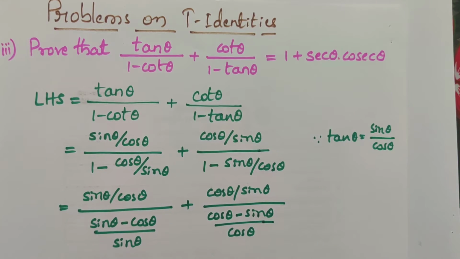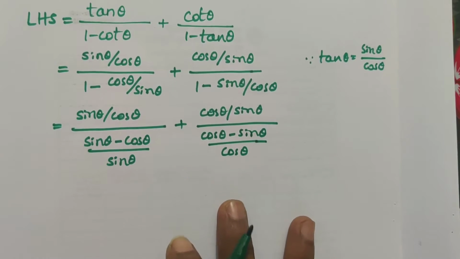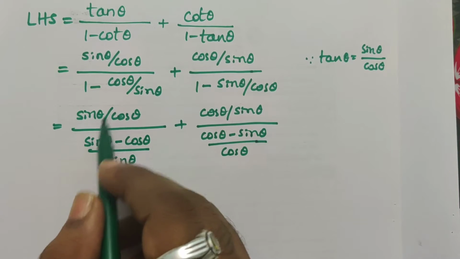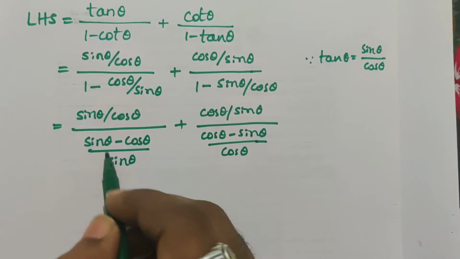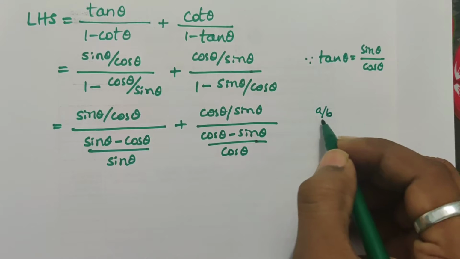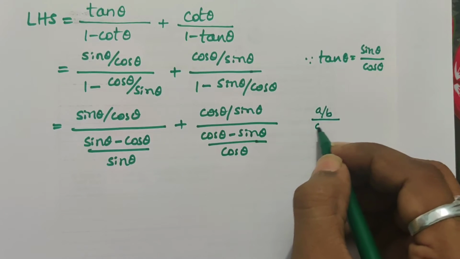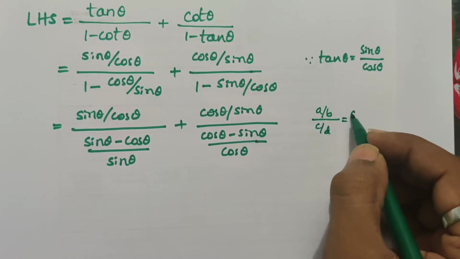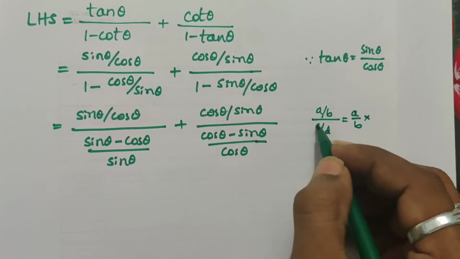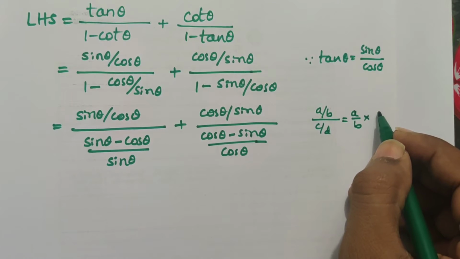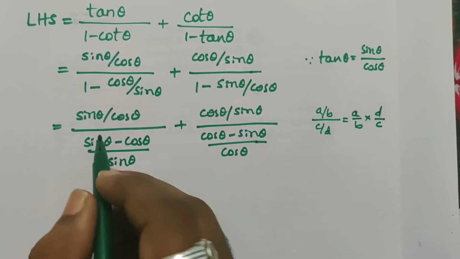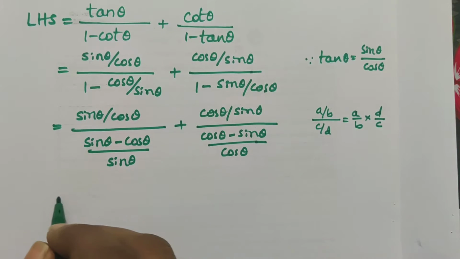Since the LCM is cos theta, and here it is only 1, the numerator will change to cos theta minus sine theta. Okay, now after this step, you know that the division can be changed to multiplication. For example, if you have a by b divided by c by d, the numerator a by b stays, and when you change the division to multiplication, the denominator c by d will become d by c. So the denominator's reciprocal will come. Same way here, I am going to change this division.